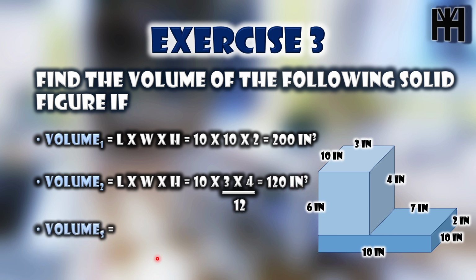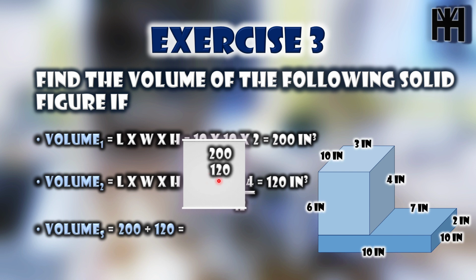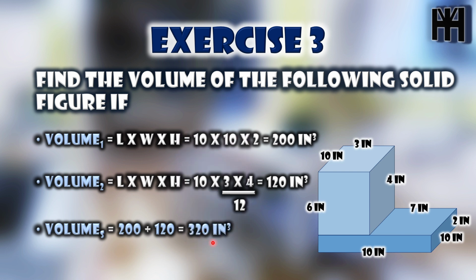Then the last step here, add volume 1 and volume 2 to get the volume of the solid. It's 200 plus 120. Let's add them. So 0 and 0 is 0, 0 and 2 is 2, 2 and 1 is 3. So it's 320 inch cube.